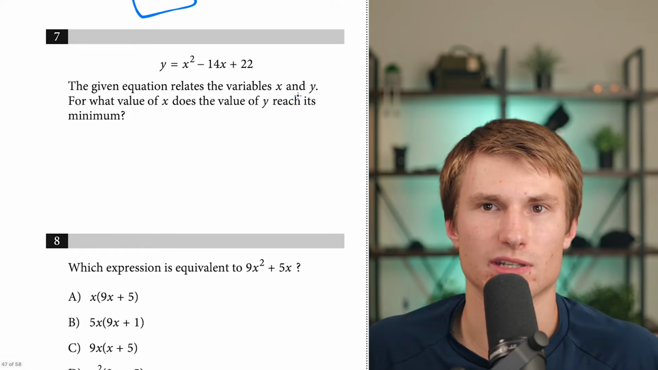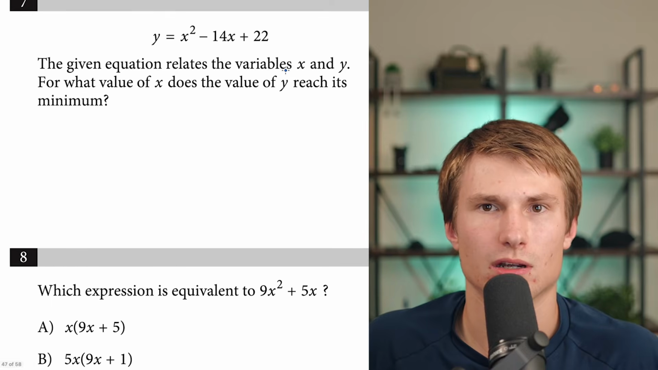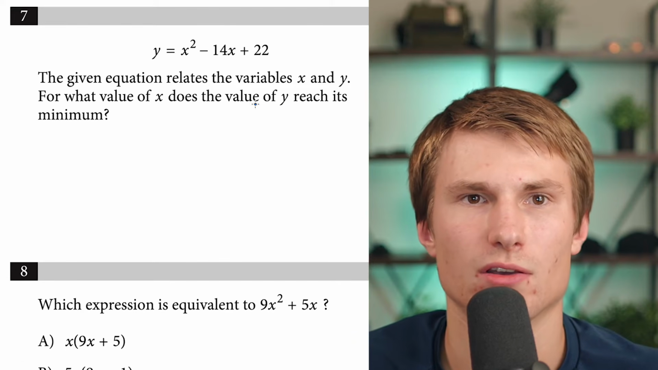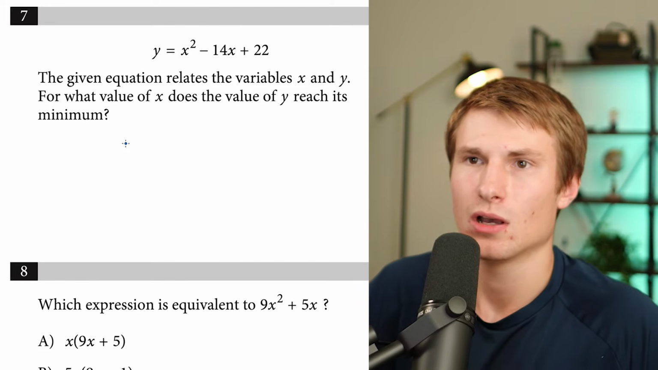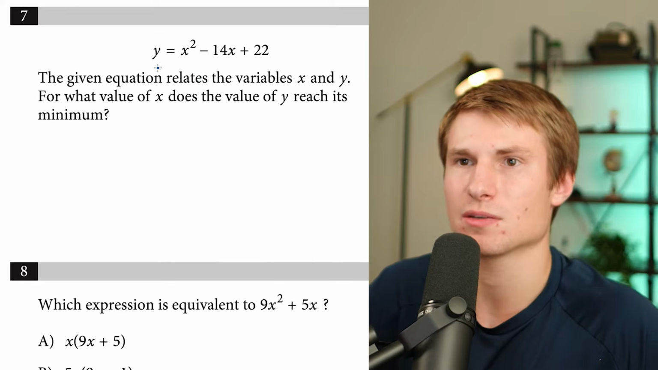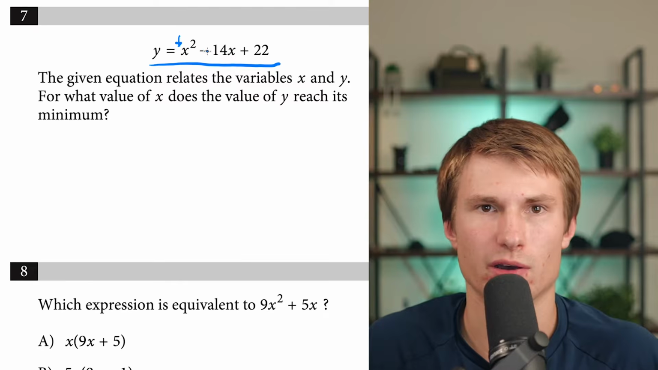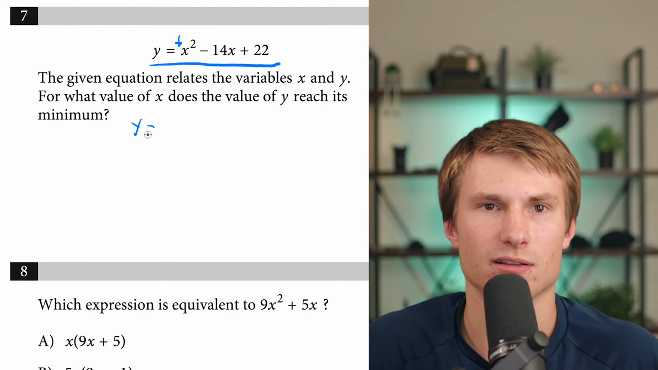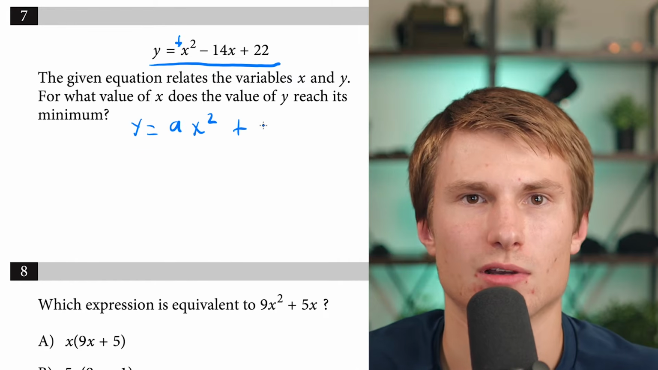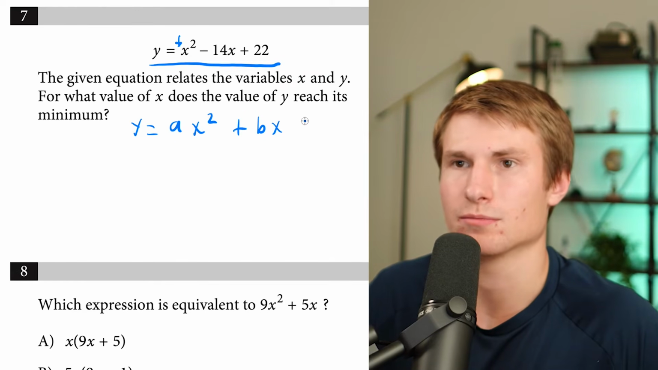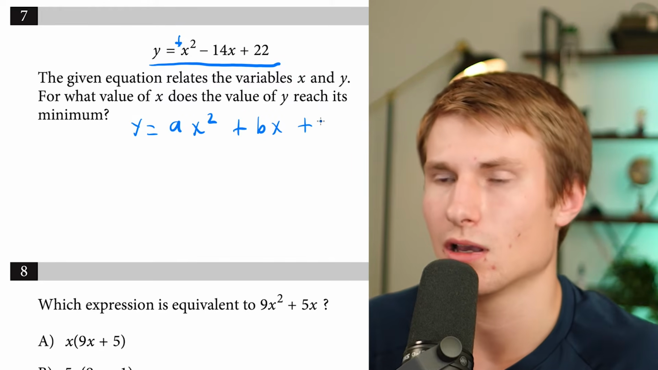The given equation relates the variable. Let me zoom in a little bit. All right, we got given equation relates variables x and y. For what value of x does the value of y reach its minimum? Okay, here's a little lesson for you. If you have something that is in the format of y equals, and then something with a coefficient, x squared, I guess I could write it like this, y equals a x squared plus or minus bx, and then plus or minus some sort of constant, right?